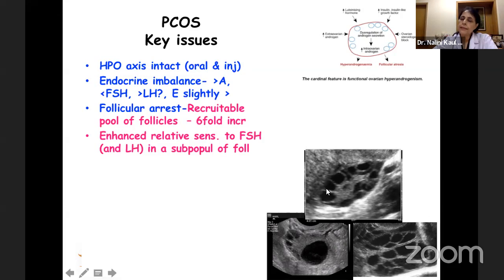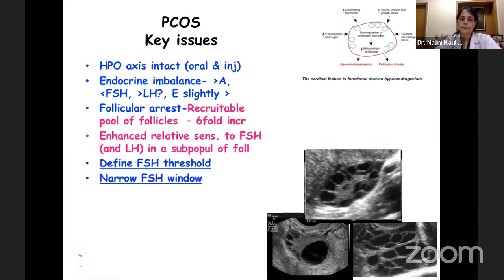Also remember that some of these follicles will have an enhanced sensitivity to FSH and LH. In this entire group, some follicles may be more FSH sensitive than others. So you will have those growing even more and a smaller bunch growing after that. So again here, what we have to do is define the FSH threshold, which will allow growth of something from here. You want only 1 or max 2, but that is the trick. How do we get that?